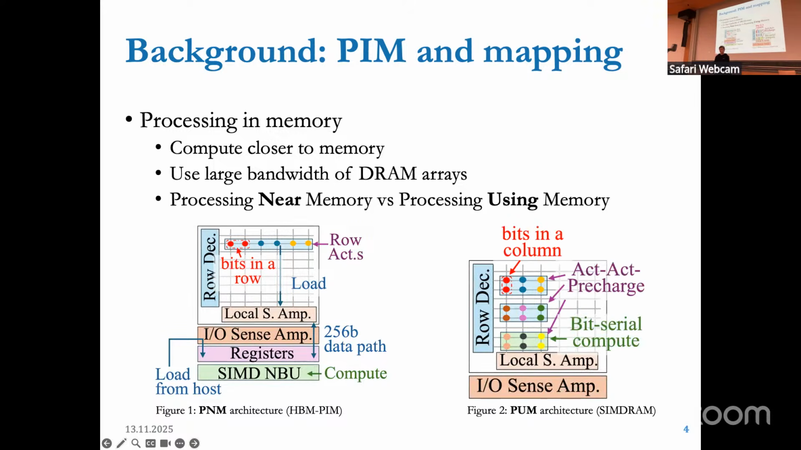One is the processing near memory architecture, which you see on the left. In this architecture, we have some specific chips near the DRAM, and they can compute on a larger amount of bits than current CPUs can, and the data transfer time is also lower because they're quite close to the DRAM. On the other side, here on the right, you can see the processing using memory architecture. So the compute is actually done directly in the DRAM and not near the DRAM.